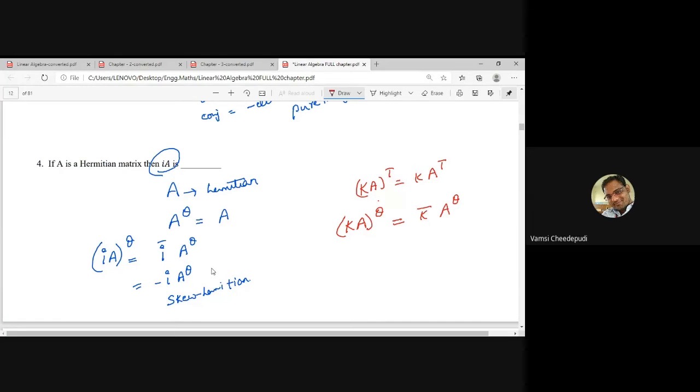So minus i into A power theta means minus i into A, because A is already Hermitian, you know that. So now it is something like x power theta is equal to minus x. So skew Hermitian.